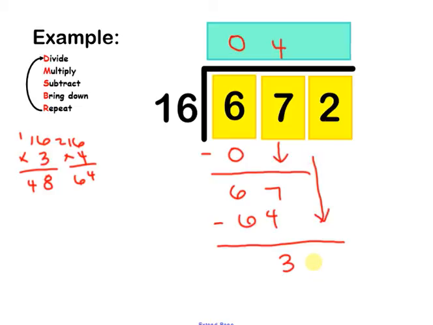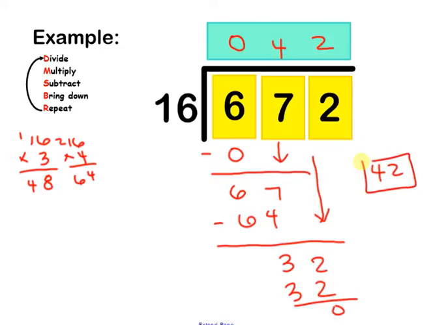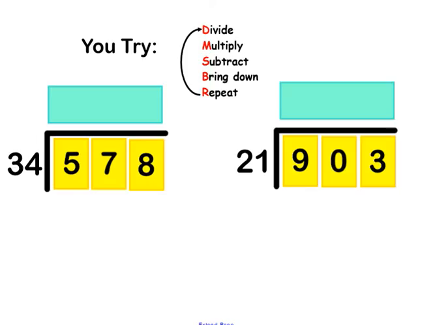Bring down the 2. And 16 goes into 32 twice. 2 times 16 is 32 with a 0 remainder. And so my answer is 42. So the only difference is that you're taking a larger number and putting it into the division bracket over here. All right, so you go ahead and try those two.